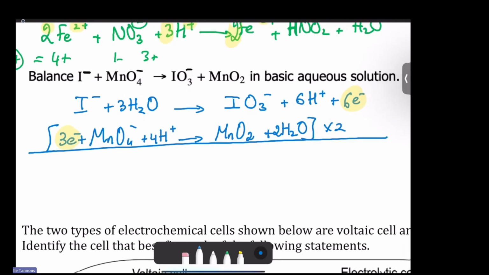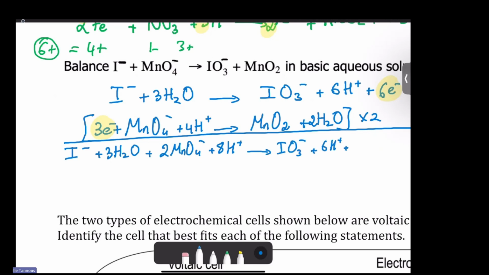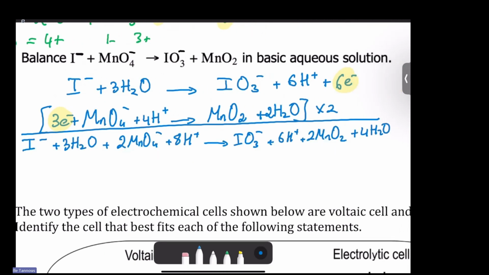So I minus, and of course, you do not forget those aqueous, gas and liquid states. This is something that you should always remember to put. So, 3H2O and 2MnO4 minus and 8H plus, giving IO3 minus and 6H plus and 2MnO2 and 4H2O. So I was multiplying every single one here by 2.